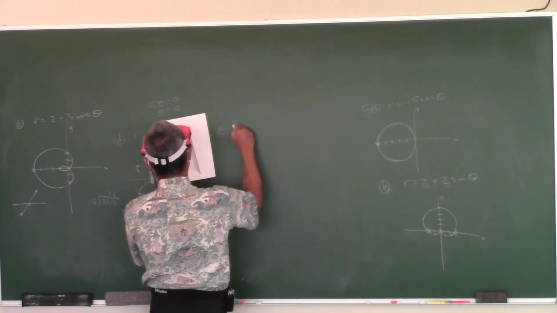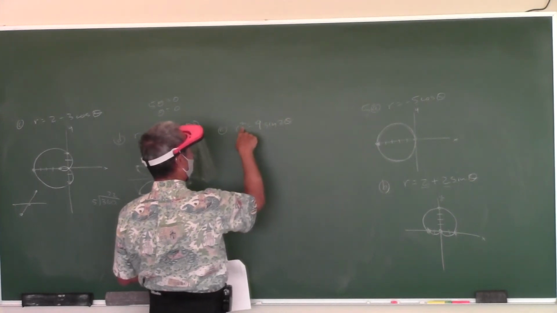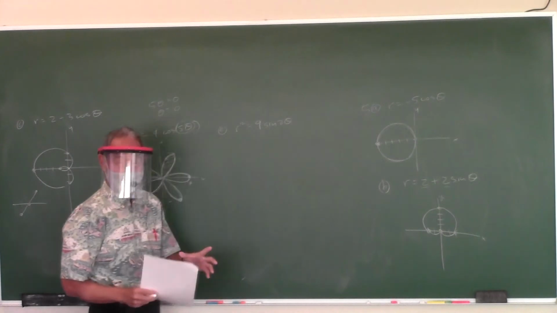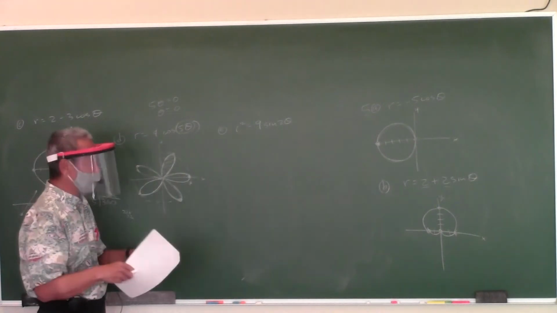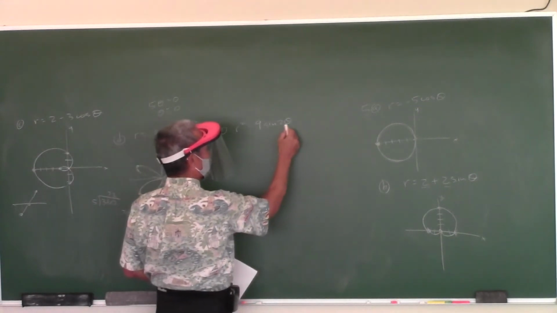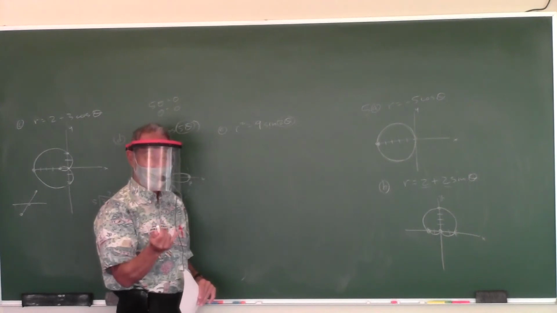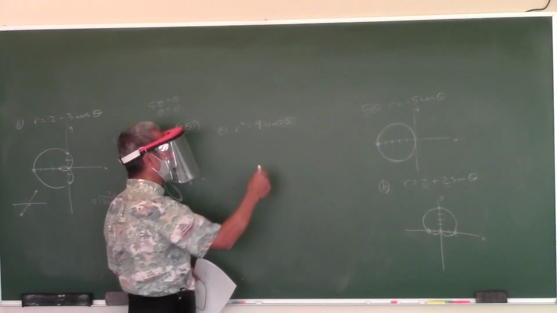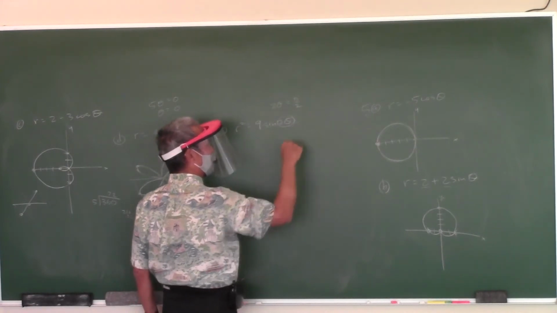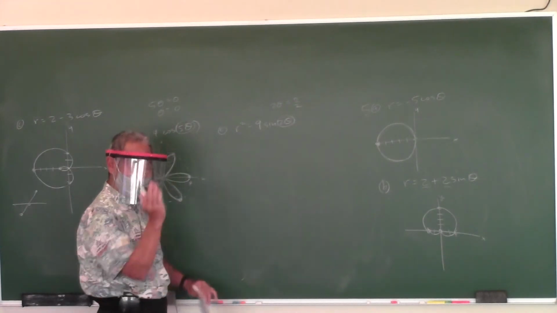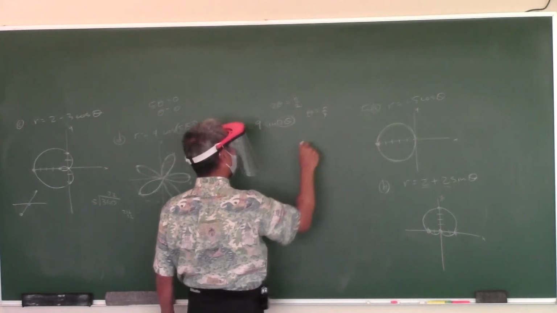And then E, r squared is equal to 9 sine 2 theta. When that's an r squared and that's a 2 theta, this is a lemniscate. A lemniscate is a figure 8. You just got to figure out where the tips of the petals are. And again, if it's sine, sine reaches its maximum value of 1 at 90 degrees or pi over 2, right? So when this is equal to pi over 2, that's where you're going to have the tip of the lemniscate. So divide by 2, so theta equal pi over 4.